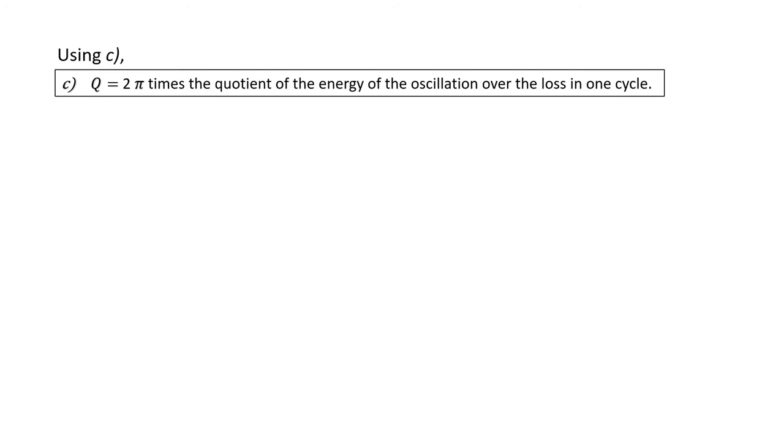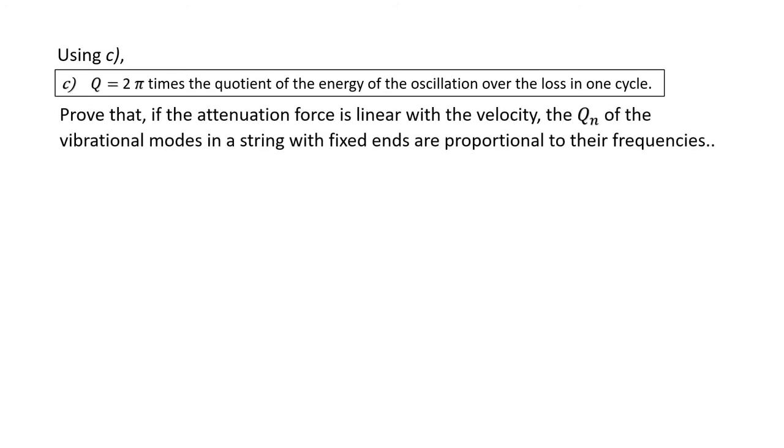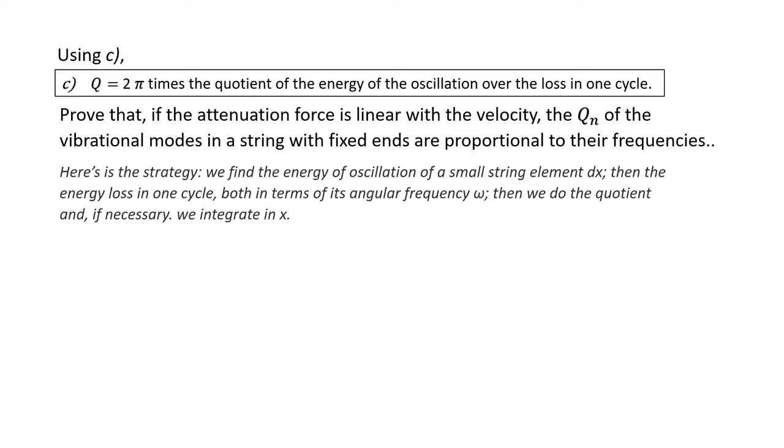Using C, remember C, right? Prove that if the attenuation force is linear with velocity, the Q sub n's of the vibrational modes in the string are proportional to the frequencies. Okay, here's a strategy. We find the energy of oscillation of a small string element dx. Then the energy loss in one cycle, both in terms of the frequency omega. Then we do the quotient, and if necessary, we integrate in x. Sounds like a plan. Good.